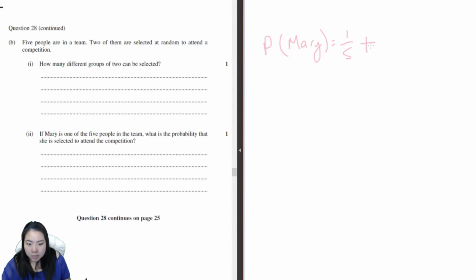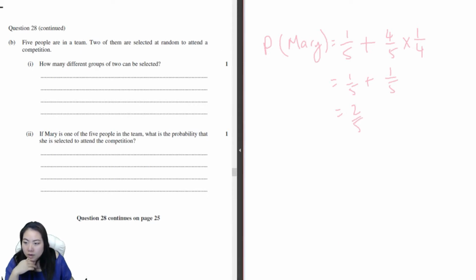Or, so we put a plus for or, she is not selected for the first one, but she is selected for the second. So that's the 2 possibilities. Either she's selected first or she's selected second. That becomes, actually, 2/5.